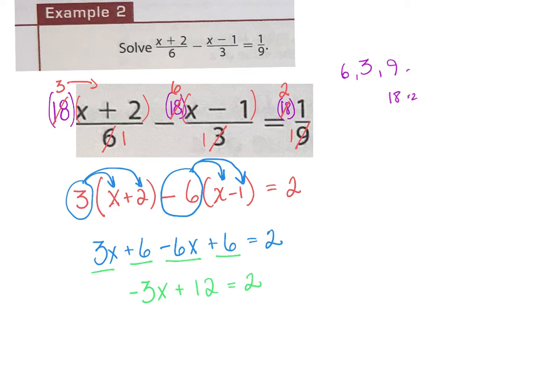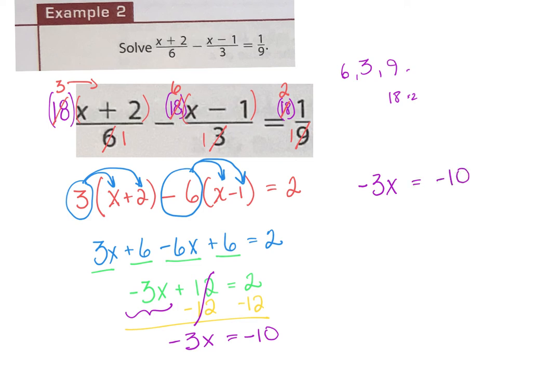Next step. What do I do from here? Yeah, I'm going to subtract my 12. All right. On the left-hand side, my 12s will cancel. I have just negative 3x. And on the right-hand side, what's 2 minus 12? Negative 10. So I have negative 3x equals negative 10.